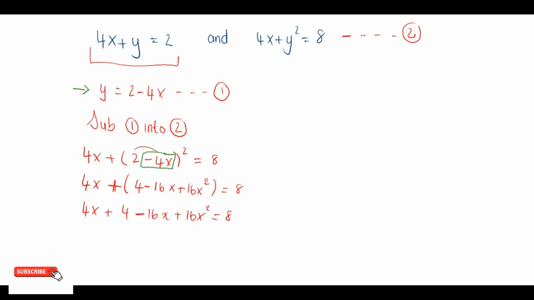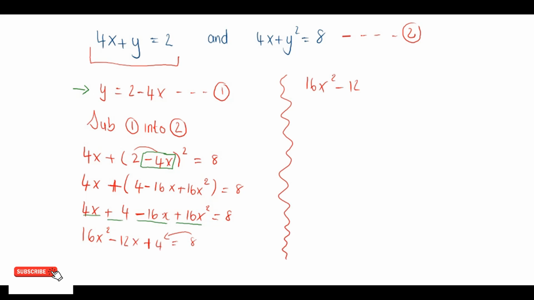And then guys, let's start off by adding our like terms that are on the left hand side. Do you have any like terms? Let's start off with the positive 16x squared. We're going to write that as it is, so it's going to be 16x squared. And then you've got a 4x minus 16. Positive 4 minus 16 is going to give you a minus 12x, and plus 4, which is equal to 8. And then from here, guys, you can just simply take this 8 to the left hand side, and you're going to be left with 16x squared minus 12x plus 4 minus 8 is minus 4, which is equal to 0.